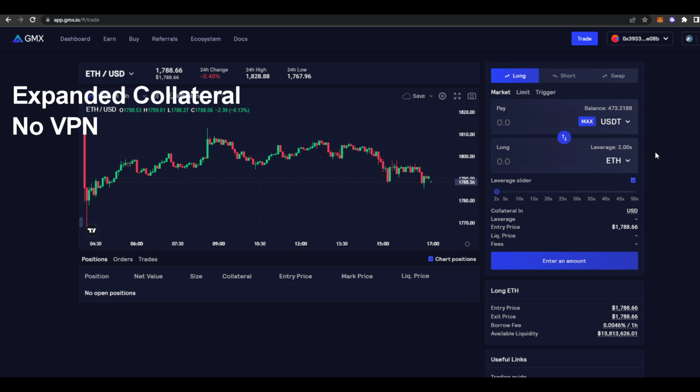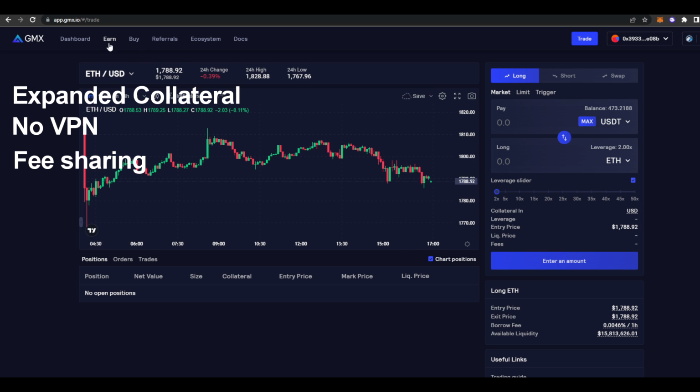So I think that's why a lot of people will use GMX over DYDX, is simply because they don't want to have to mess with a VPN, or potentially have their positions frozen if they get caught using a VPN. And so I think, when DYDX v3 comes out and they don't have that anymore, a lot more people will migrate off of GMX in the future, but it's a big positive that it has right now.